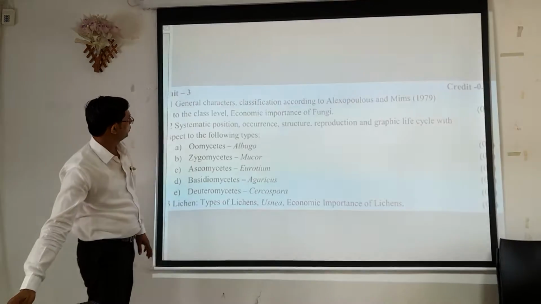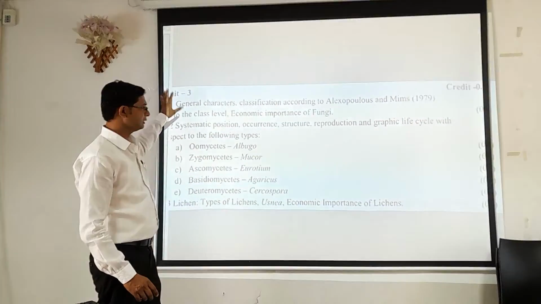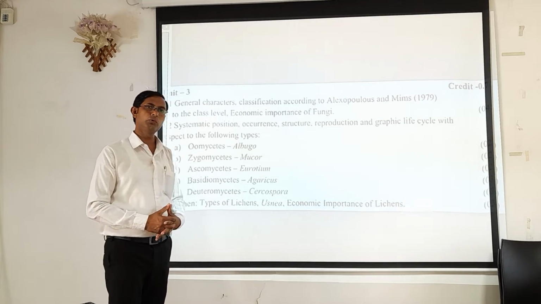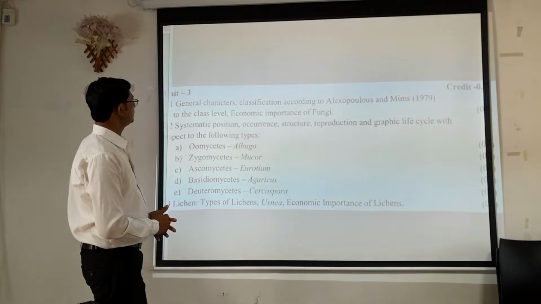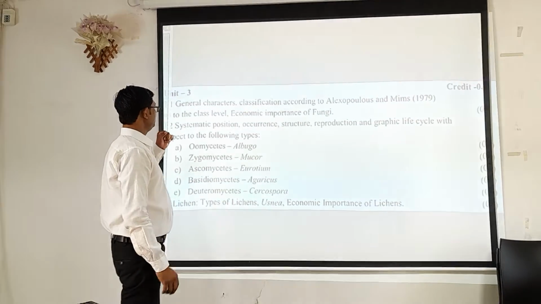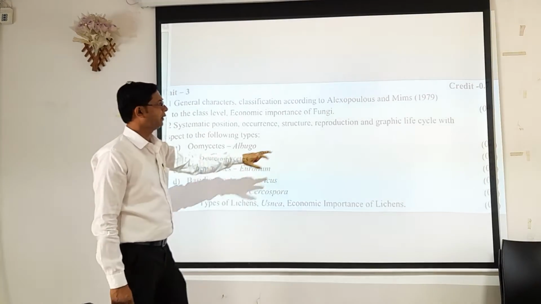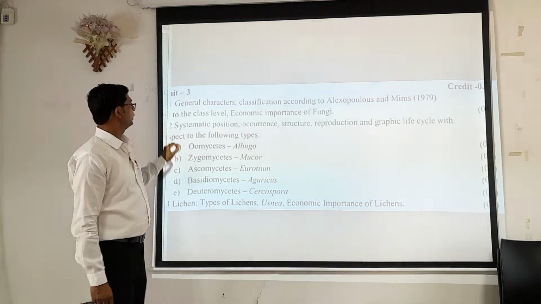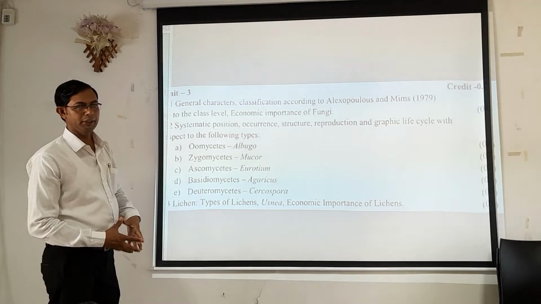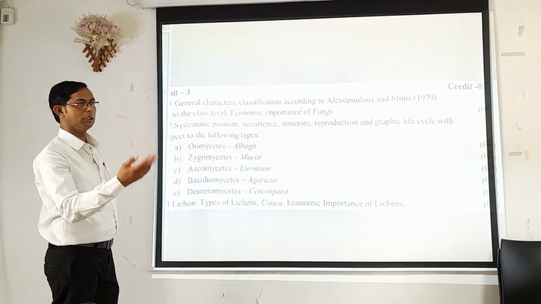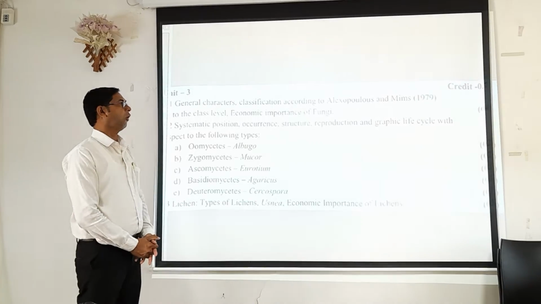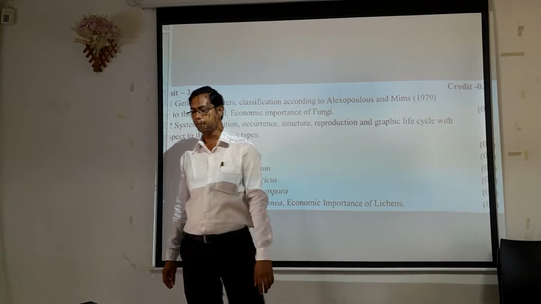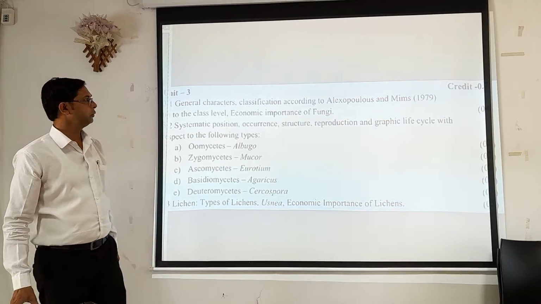Now today we are going to discuss the parameters in unit number 3. So unit number 1 is already discussed, unit number 2 we have already discussed. Now unit number 3 is there. This unit number 3 includes fungi. So this whole unit is the addition of fungi. In this unit number 3 we are going to talk about the general characters and classification of the fungi, which is given by Alexopoulos and Mims in 1979. So this point we are going to discuss.